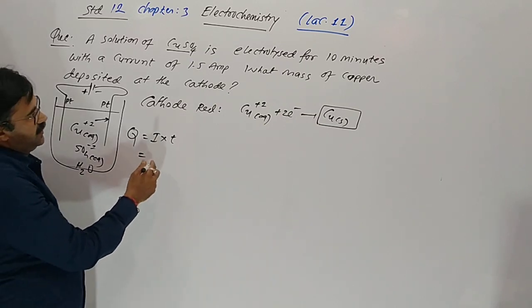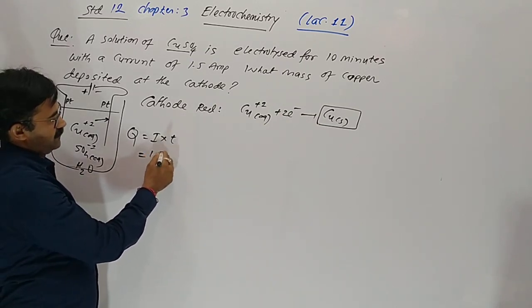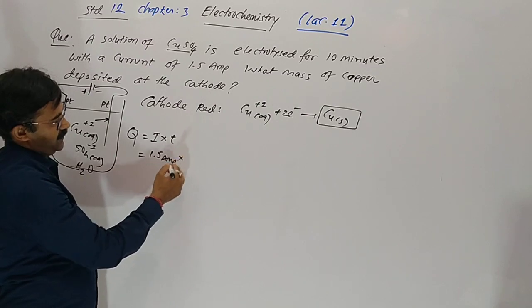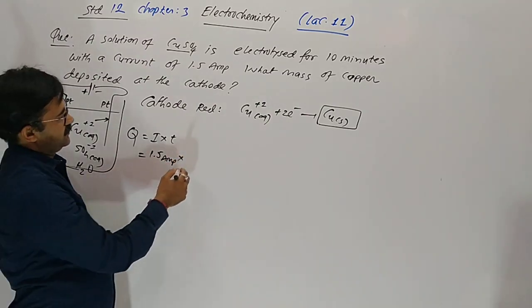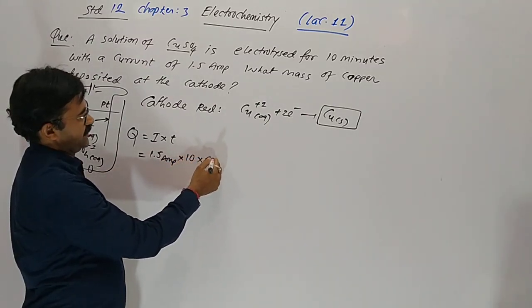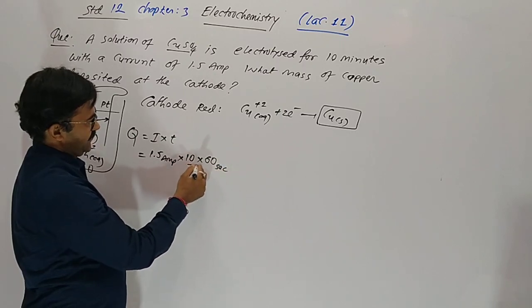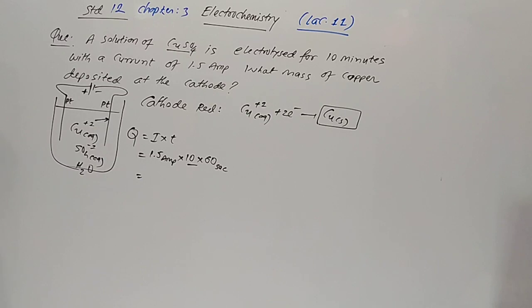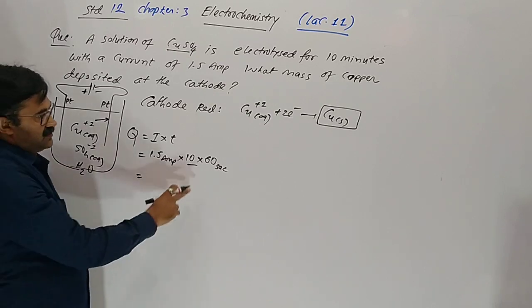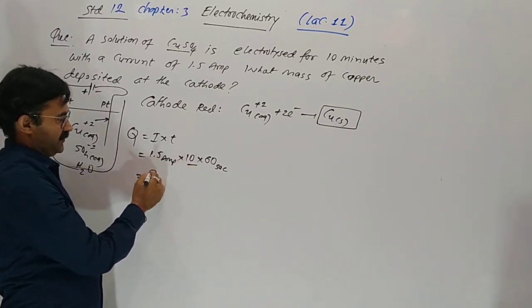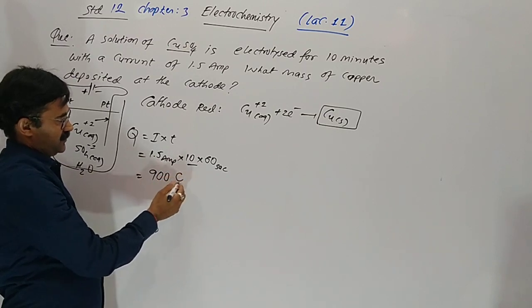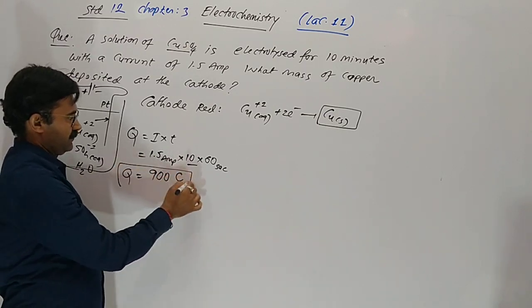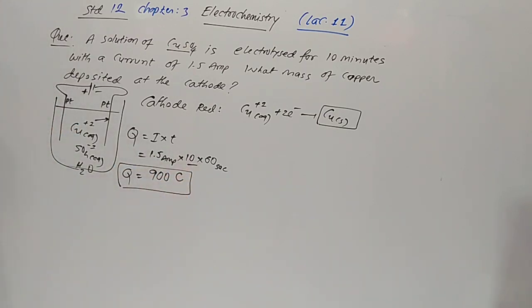Current I should be in ampere, 1.5. Here time should be in seconds. So 10 minutes multiplied by 60 gives 600 seconds. So 600 into 1.5, so 900 coulomb we are passing in the electrolytic cell.